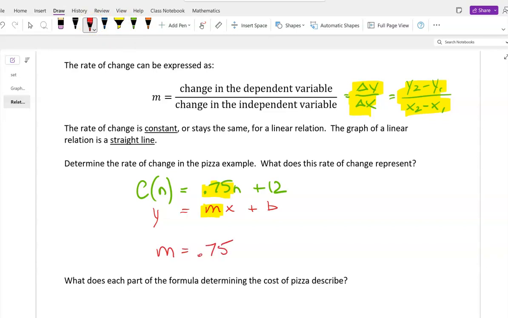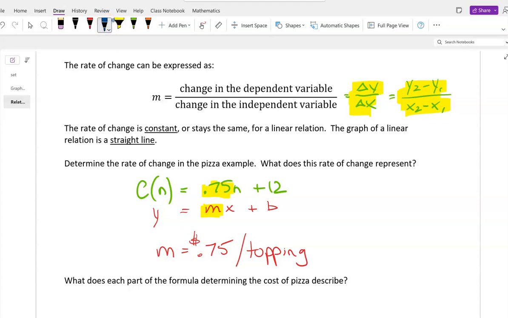Now 0.75 what? Dollars per topping. You always have to have a unit. That's my rate of change. That's how fast the cost of the pizza will change. All right? What does each part of the formula determining the cost of pizza describe?